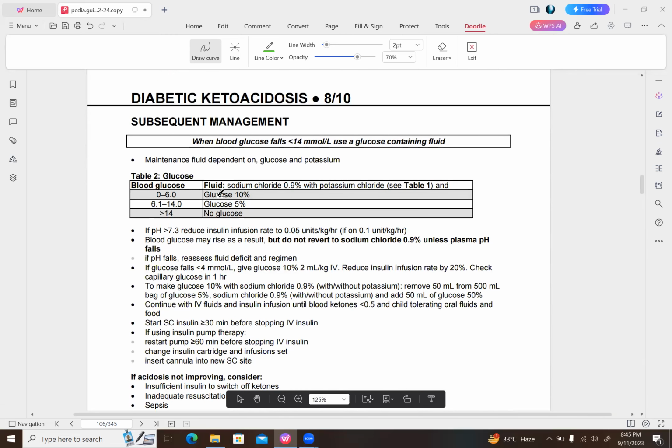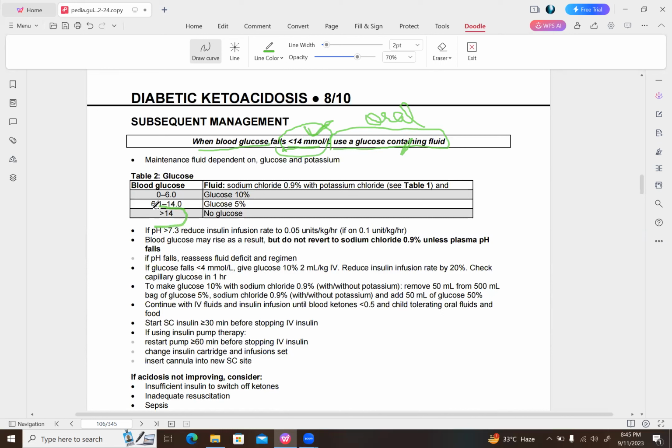What about the subsequent management? When blood glucose levels fall below 14, then you can give orally a glucose containing food. So remember this value for giving this oral food. Whenever the patient is conscious and the glucose level has fallen below 14, then you can give this oral glucose. Okay. How do you calculate this?